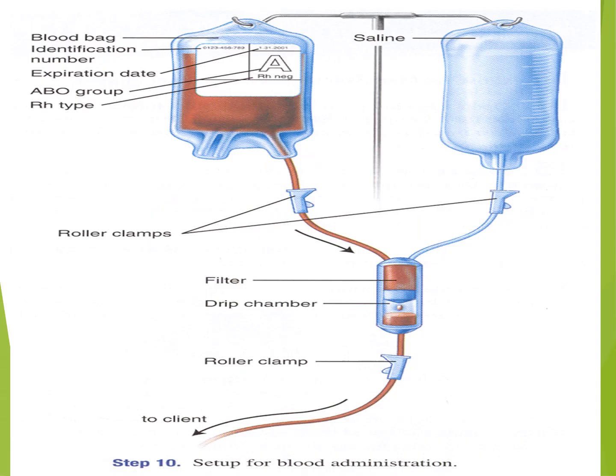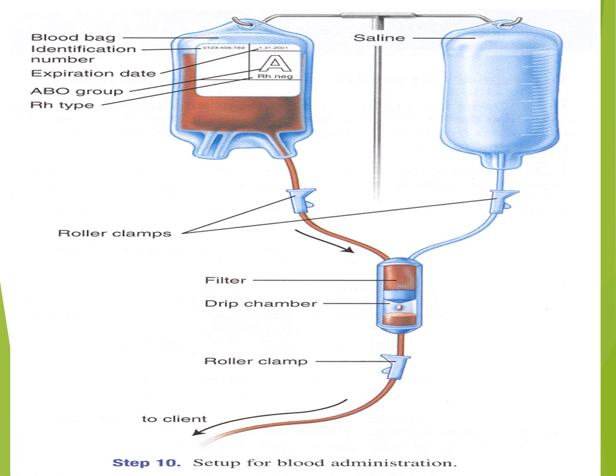So the blood bag identification number, we're checking that. We're checking the expiration date. We're checking what type it is. Is it A, B, O? The Rh type should be on there as well, right? And blood is always hung with what type of tubing? Y tubing. It comes with a filter, a drip chamber, and a roller clamp. And the only solution that blood can ever be given with is what? Normal saline, normal saline, normal saline, right? So this is the setup for blood transfusion.